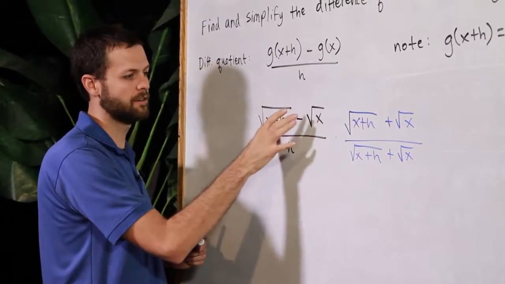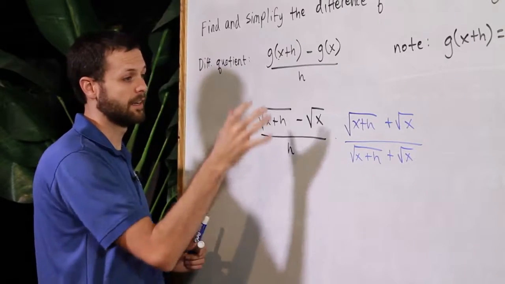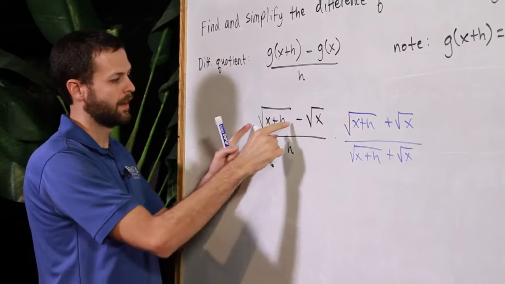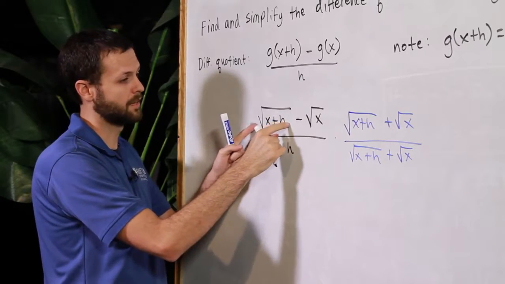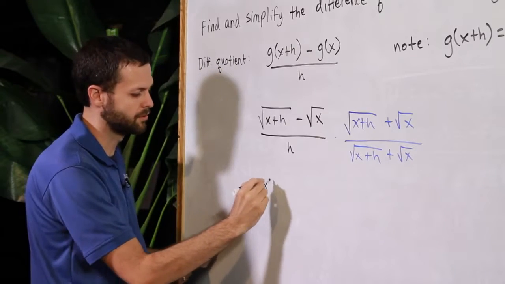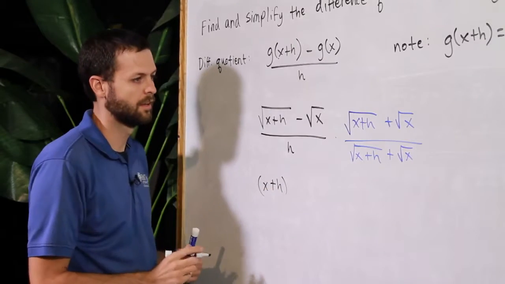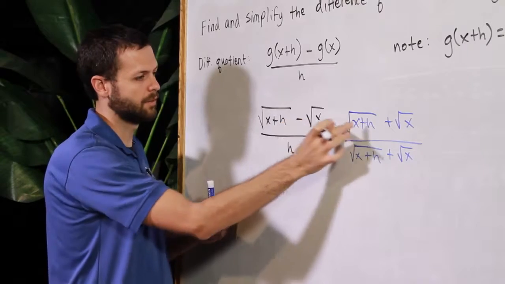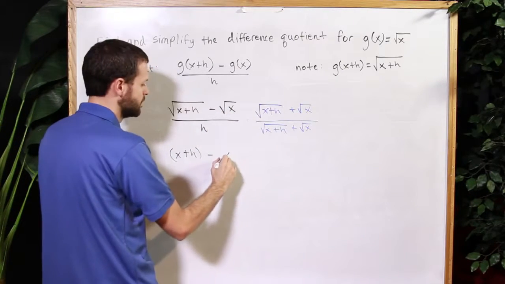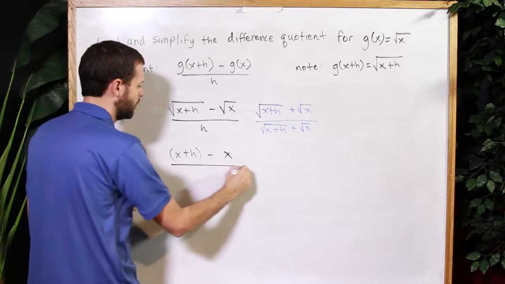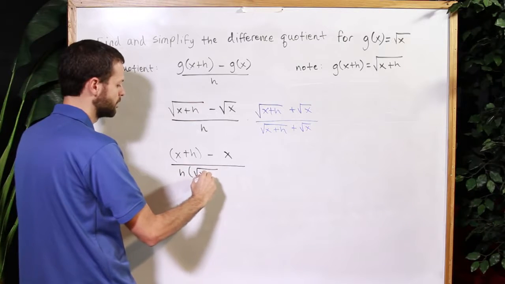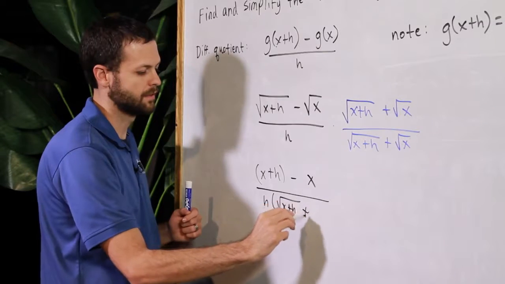The nice thing about the conjugate trick is that essentially the middle terms cancel out when you multiply out, and you end up with the following. The square root of x plus h times the square root of x plus h, or the square root of x plus h squared, just gives you x plus h. Minus, because we have a minus, and the square root of x times the square root of x is just x. All over, now we have h times the square root of x plus h plus the square root of x.